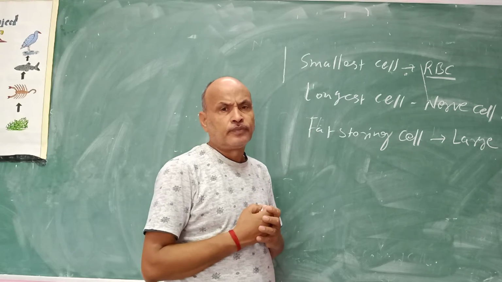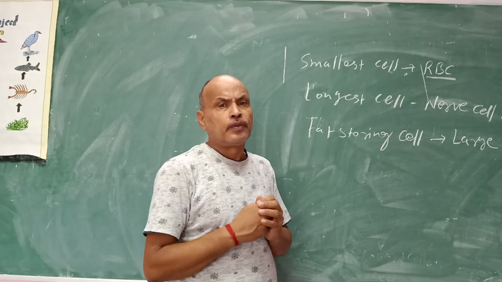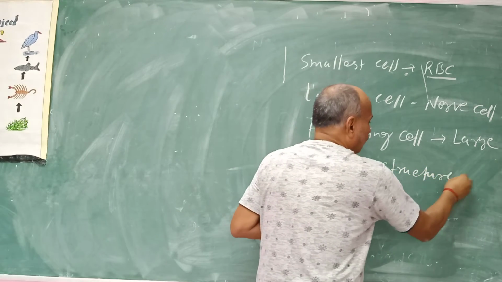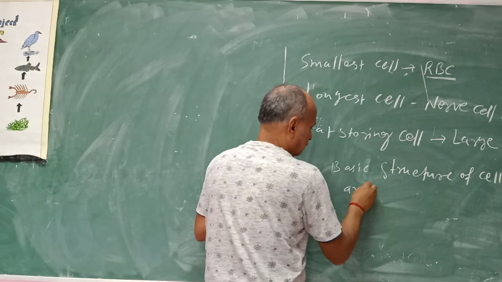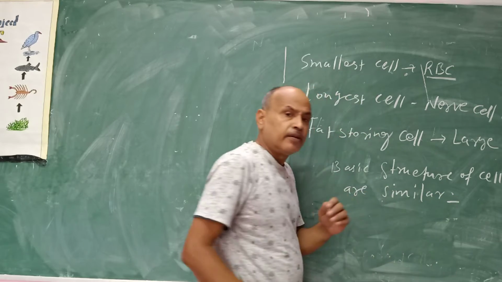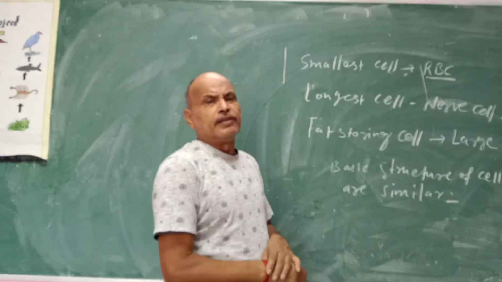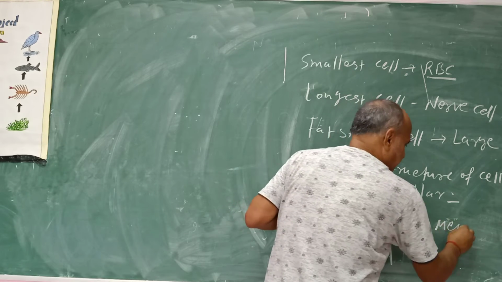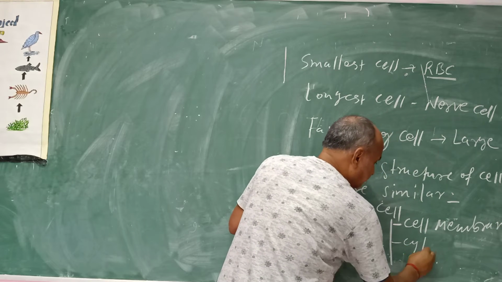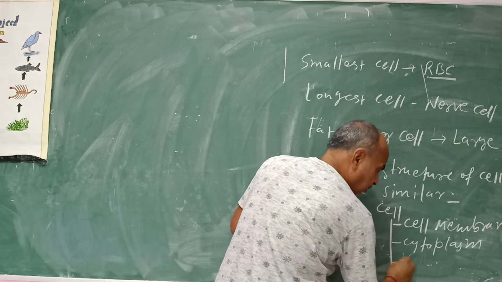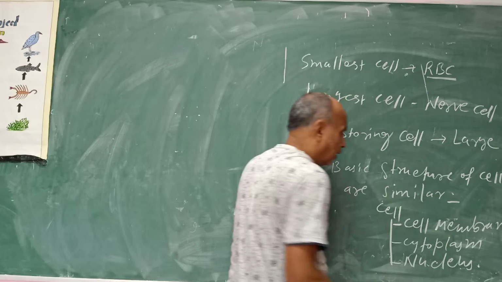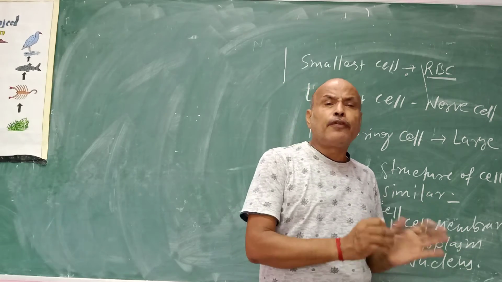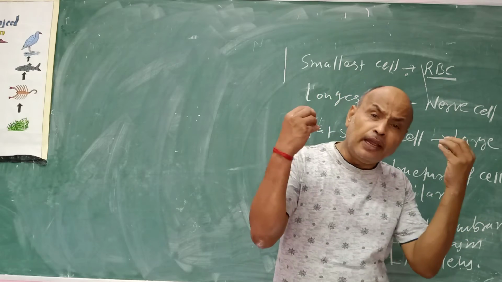But if we look at the basic structure of the cell, all the cells have same basic structure. So basic structure जो है, structure of cells are similar. All eukaryotic cells have cell membrane, cytoplasm, and nucleus. These are the different components present in the cell of every living eukaryote.